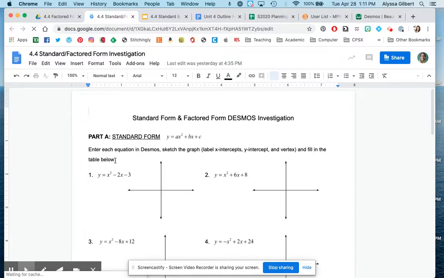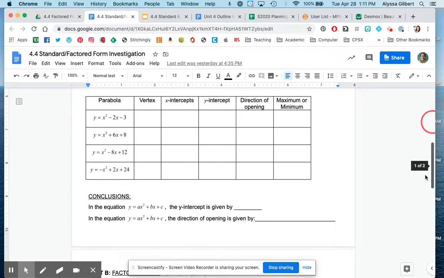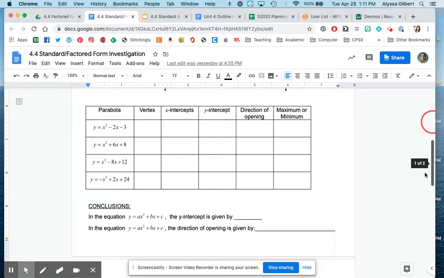What you're going to do is enter each equation into Desmos. You're going to do a quick sketch of the graph. You're going to label the key points. So remember, the key points are the x-intercepts, where it goes through the horizontal axis, the y-intercept, where it goes through the vertical axis, and the vertex, the top or the bottom of the parabola, and fill in the table at the bottom of this page. There it is. And then there's going to be a conclusion at the bottom.